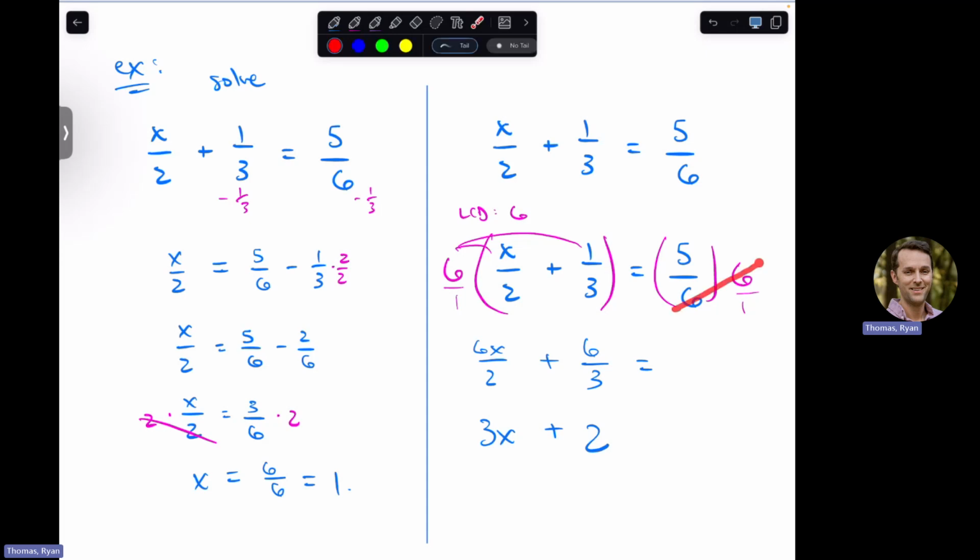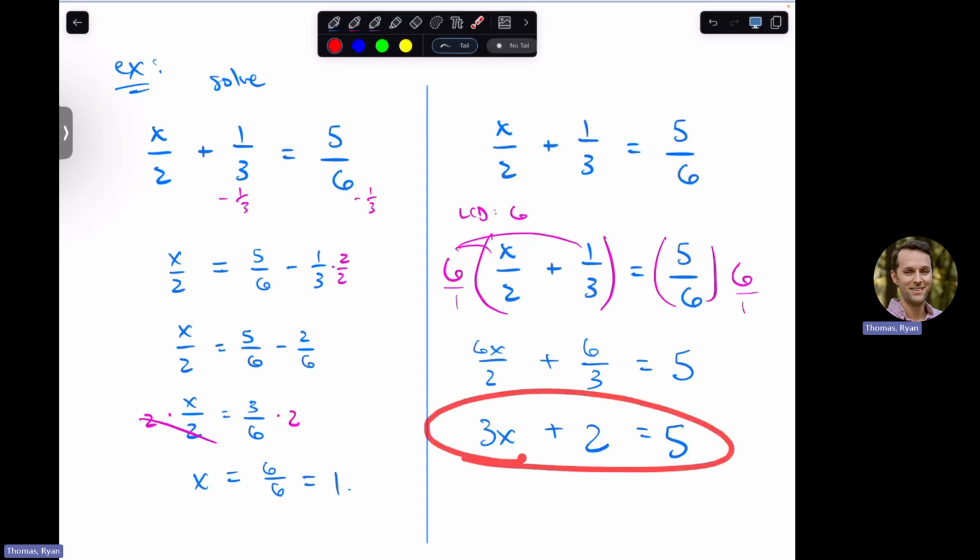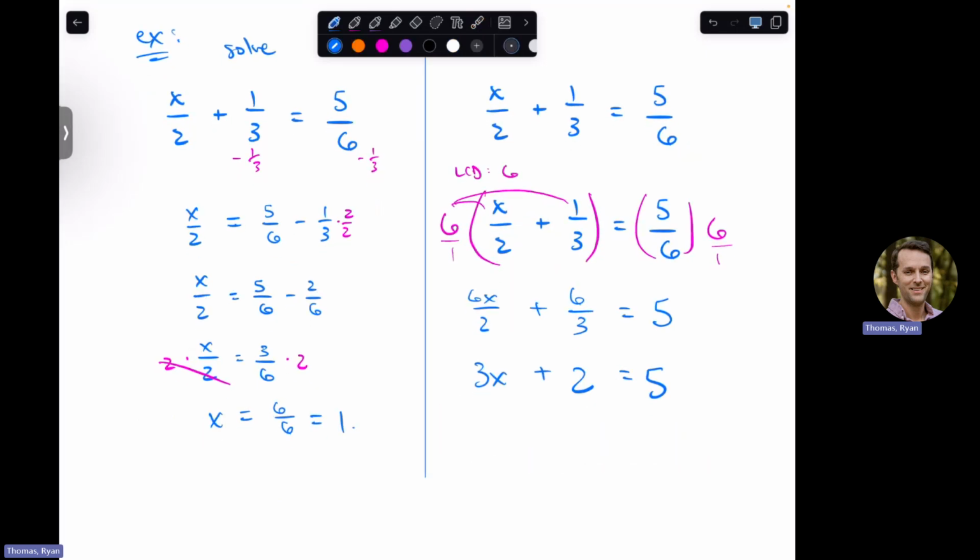Or if we're keeping an eye on what we're doing before we start doing it, something over 6 times 6, those are going to cancel and we get 5, right? So what happened? We identified the common denominator. I multiplied the whole thing through by it, and all the fractions go away, right? Now we're not done. We still have to solve. So I need to subtract 2 and divide by 3.